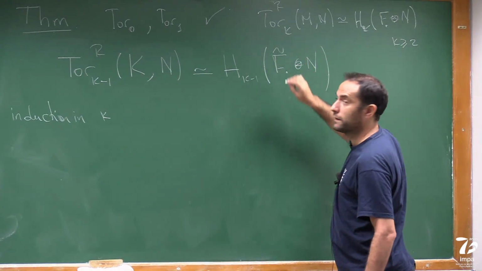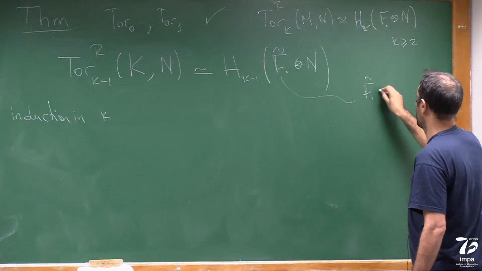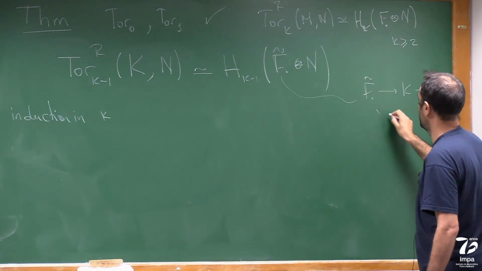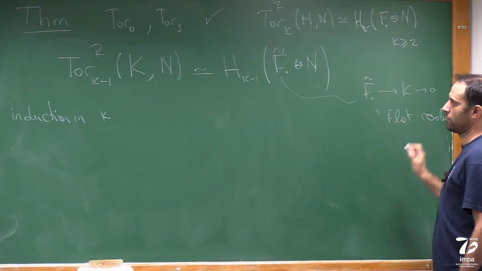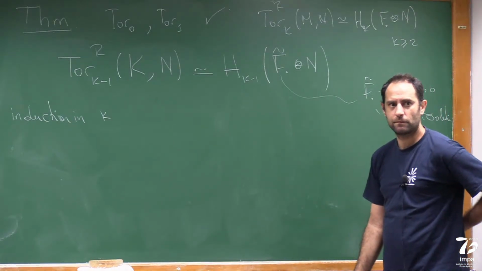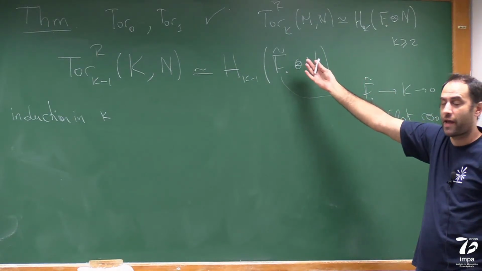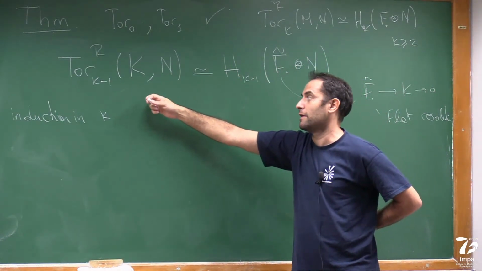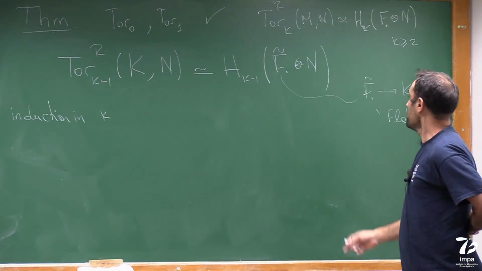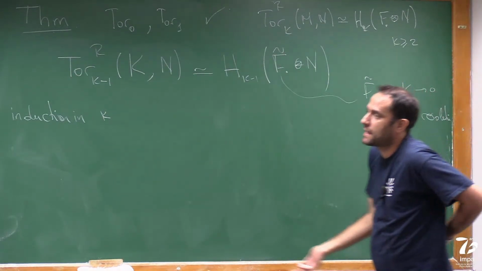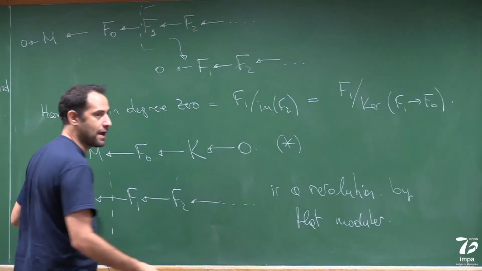well, let me use a tilde here. This F tilde is any flat resolution of K. I've already proven it for 0 and 1. I want to prove it for higher k, so let's assume that I already proved it for k minus 1. Let's prove it for k, which is what I'm missing. Okay, so I need to use only a flat resolution for K, but that's exactly what I started with. So the resolution that I took for M gave me a flat resolution for that K.